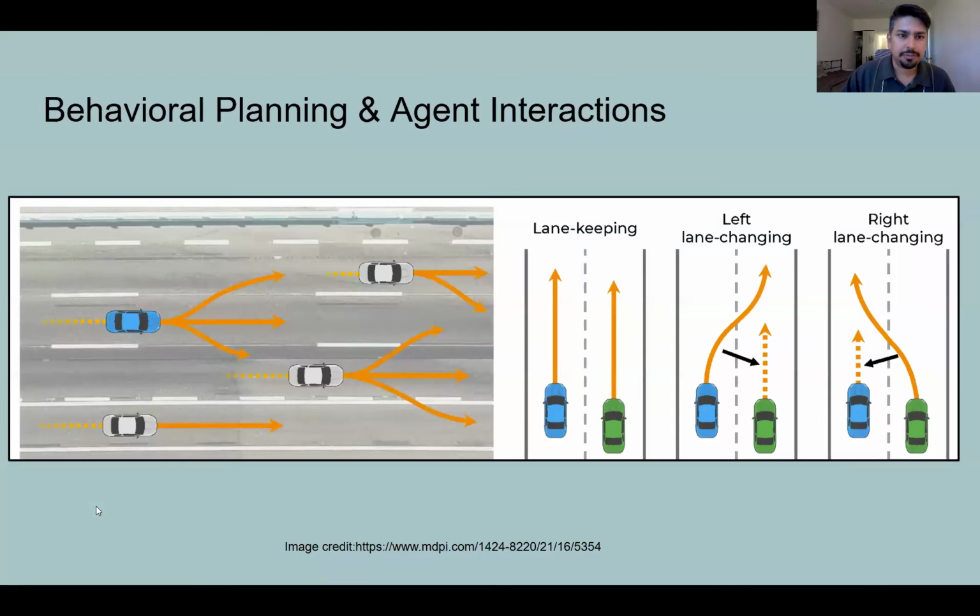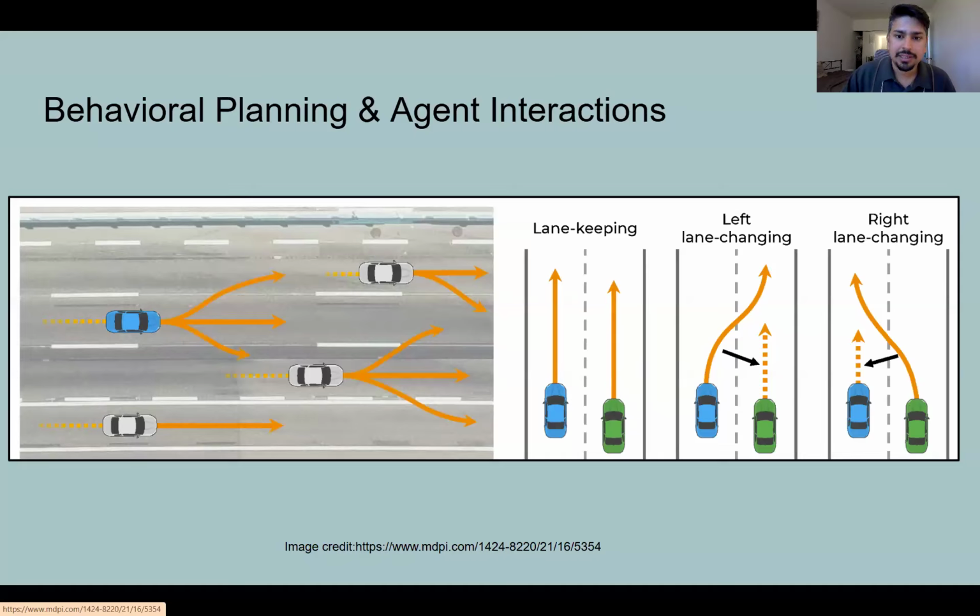In the case of the behavioral planning layer, you can see that there are two cars here, and let's say that we are controlling the blue car. There are some high level actions you can think of: I can either continue in my own lane, or I can make a right lane change or left lane change, right? Those are some high level actions.